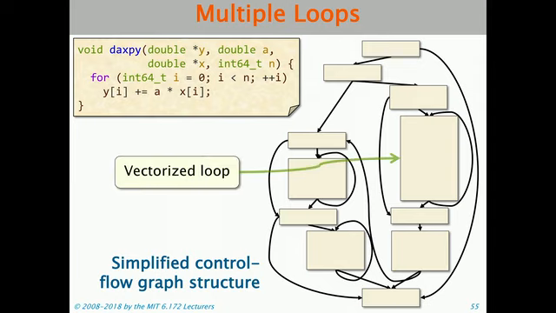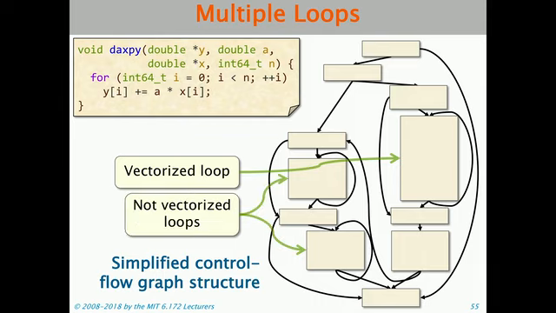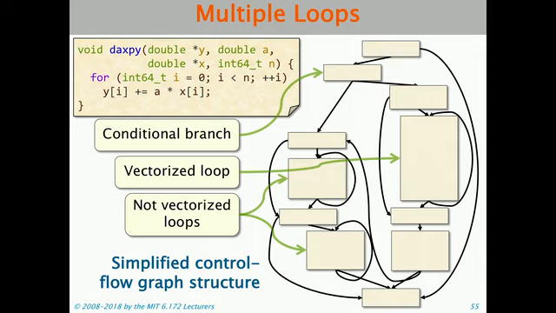Well, we've got 3 different loops in this code, and it turns out that one of those loops is full of vector operations. The other 2 loops are not full of vector operations. That's unvectorized code. And then there's this basic block right at the top that has a conditional branch at the end of it, branching to either the vectorized loop or the unvectorized loop. And yeah, there's a lot of other control flow going on as well, but we can focus on just these components for the time being.